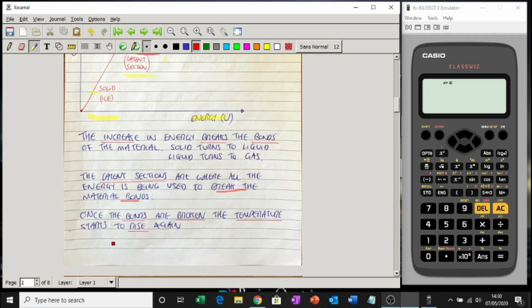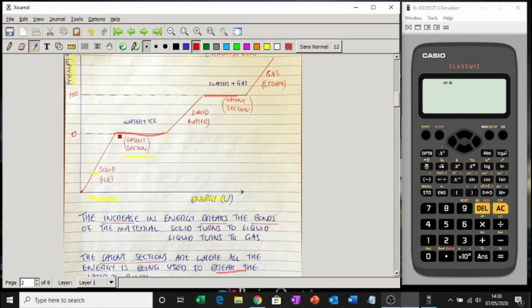Once the bonds are broken, the temperature starts to rise again. So once all the bonds are broken, it's gone from solid, now it's a liquid, fully liquid here. So up we go again. Fully gas here, up we go again.